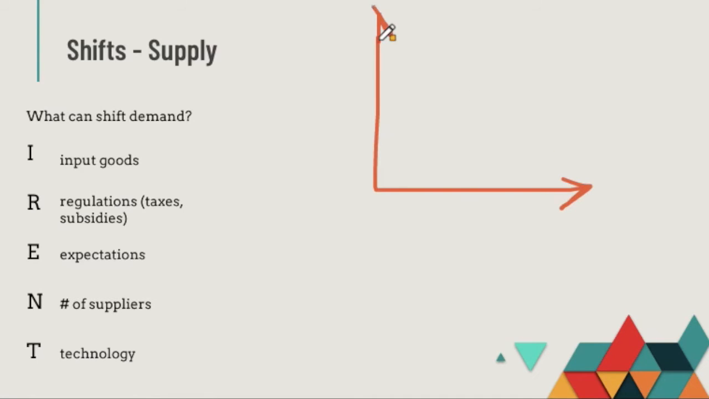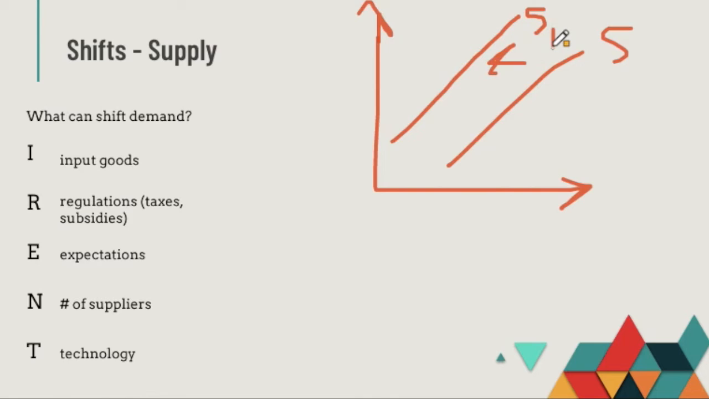The next shifter is going to be expectations, and that is similar to the expectations we had with demand. If sellers expect prices to increase in the future, they may decrease the quantity they're selling now in order to be able to supply more when the price increases back. For example, for Black Friday, they may have this much supply, but when they get into the day of Black Friday, they might decrease their supplies. So when the prices increase after Black Friday, they have more supplies to sell, so they can make more money off of the same number of goods.